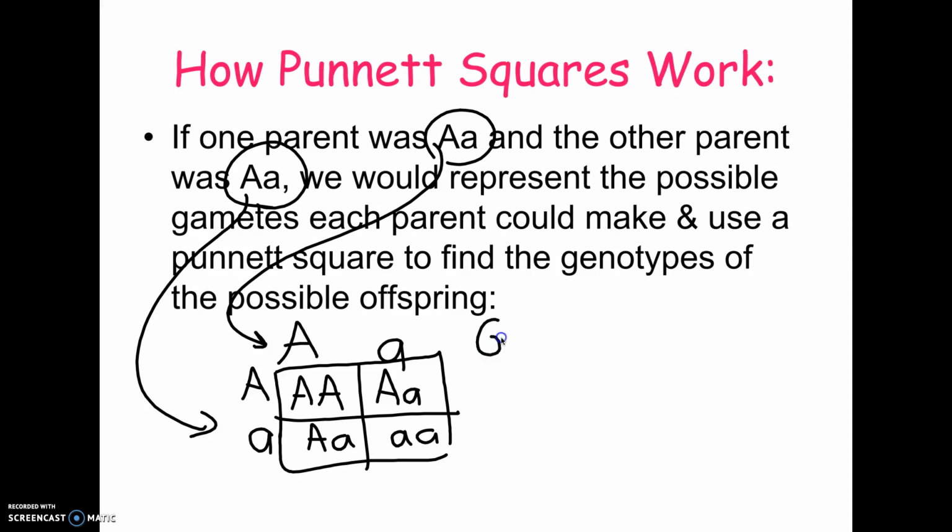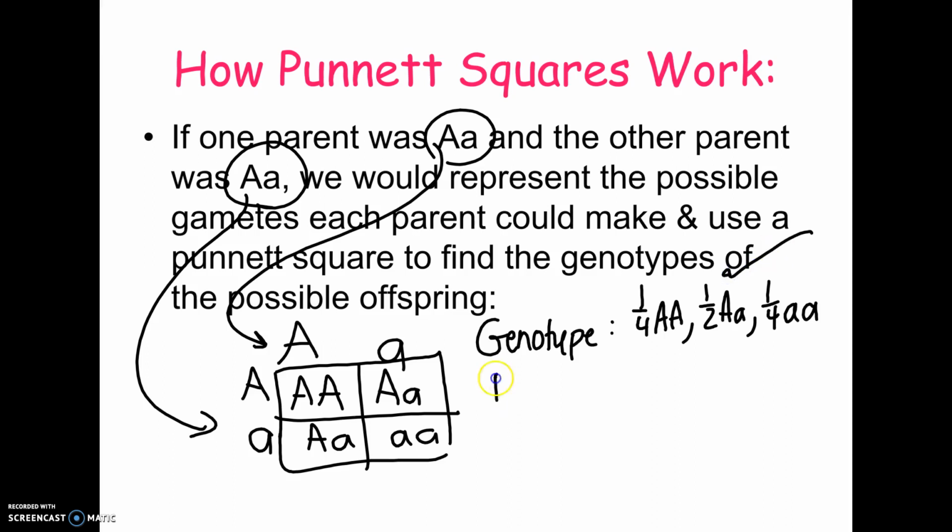The genotype ratios, if you were asked what are the genotype ratios of this cross, you would say 1/4 big A, big A, 1/2 big A, little a, and 1/4 little a, little a. You could also have said 25%, 50%, 25%. And you could have also said 2/4 instead of 1/2 here. Any of those would work. For phenotype ratios, even though we're using A's, let's just say that big A codes for tall and little a codes for short.